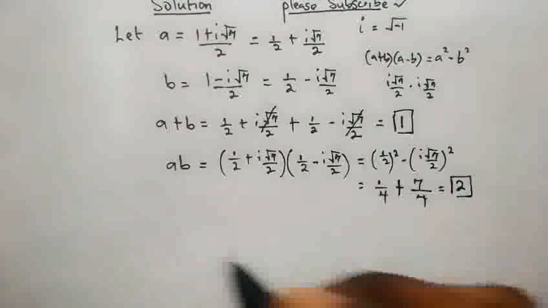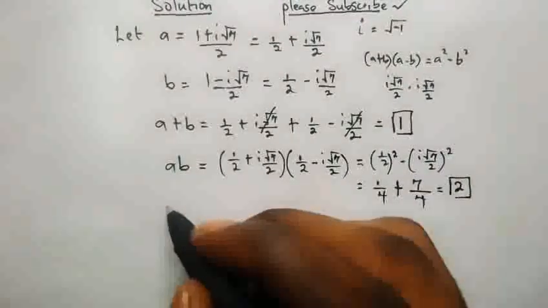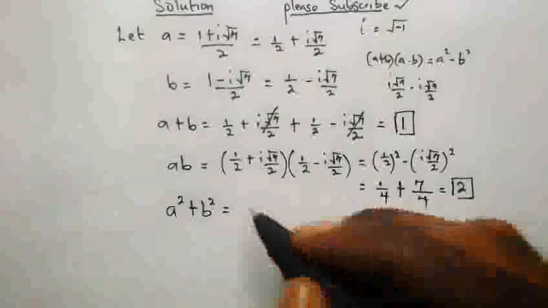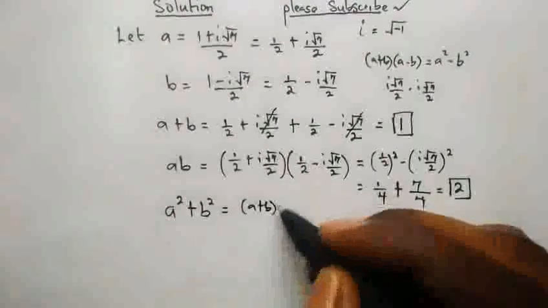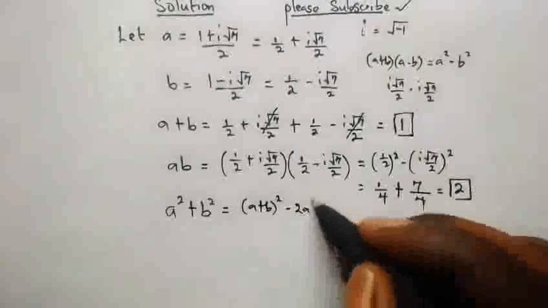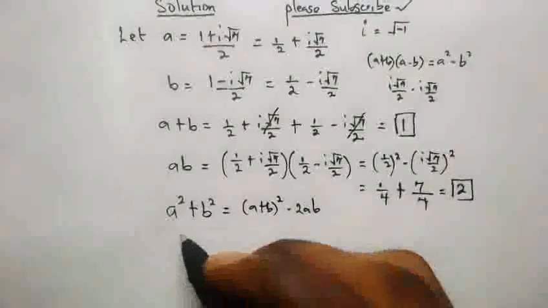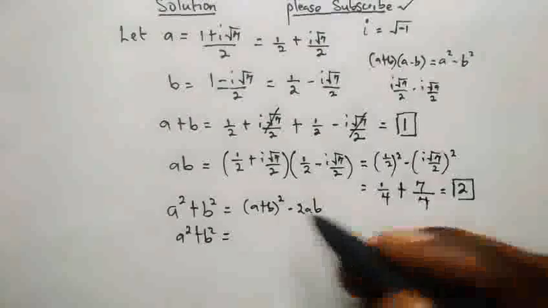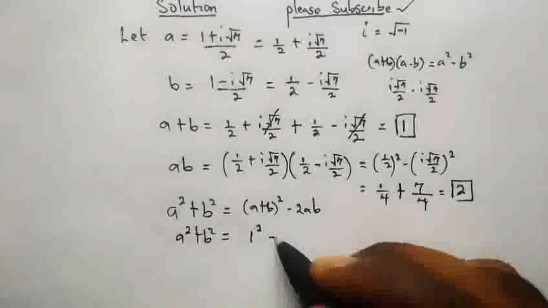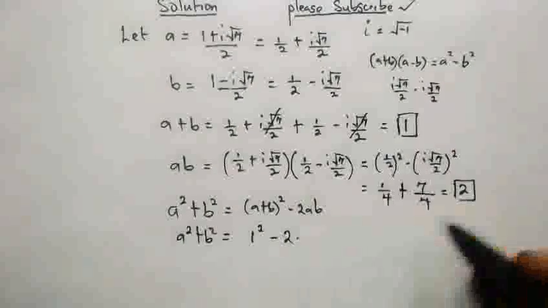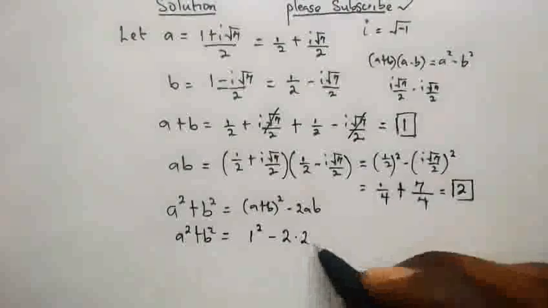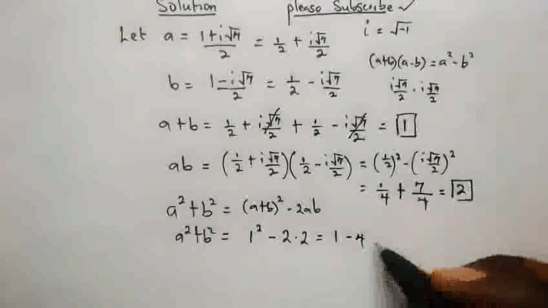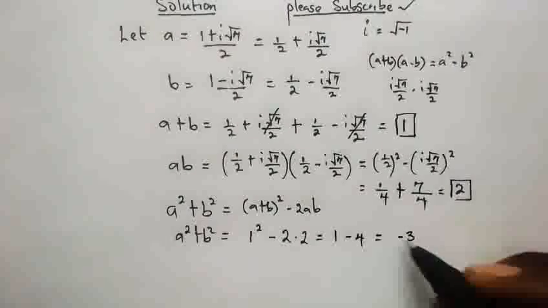Now let us make use of this nice algebraic identity: A² + B² is equal to (A + B)² − 2AB. So here A² + B² is going to be equal to, with A + B equal to 1, 1² minus 2 times AB, which is 2. 1² is 1, minus 2 times 2, that is 4, and this is equal to -3.